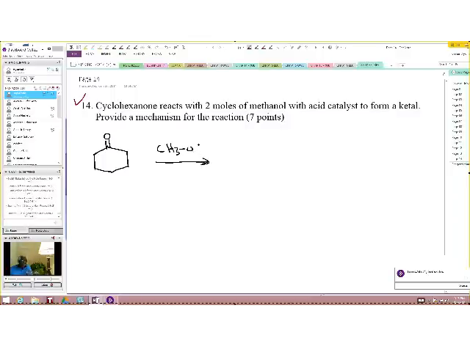If you take 2 moles of methanol in the presence of an acid catalyst, this is the catalyst right here, we get this. Do you guys want us to go through this again?